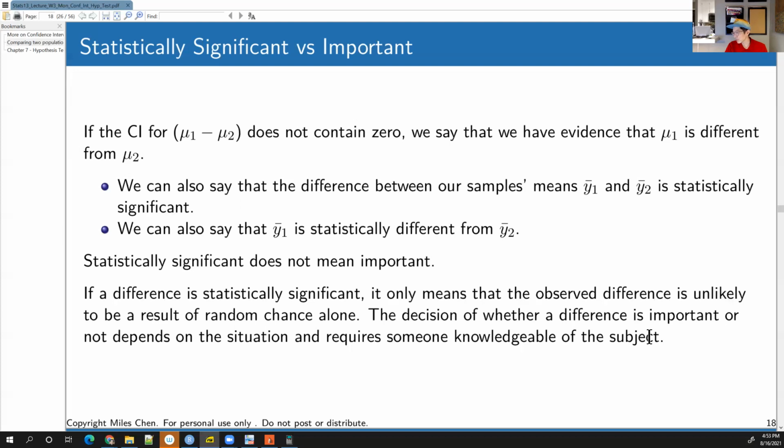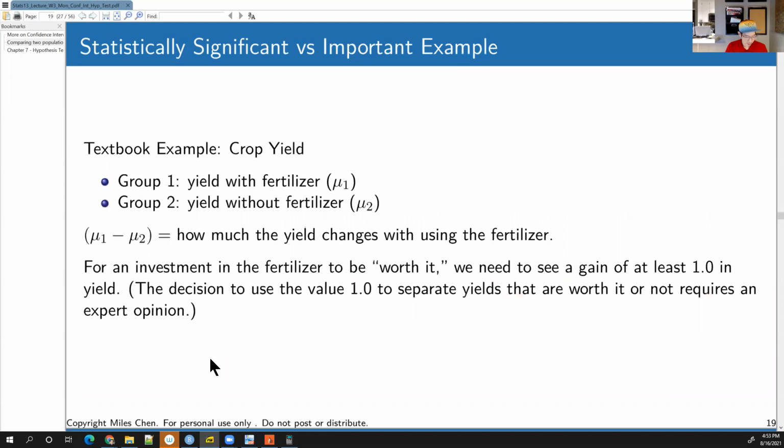Okay, so I just want to give you an example of this, the difference between statistically significant and whether it's actually important. This is an example from crop yield, and group 1 is yield with fertilizer, and group 2 is going to be yield without fertilizer.